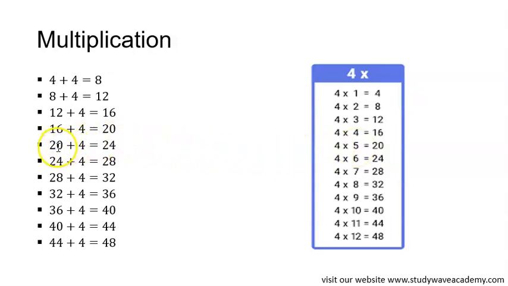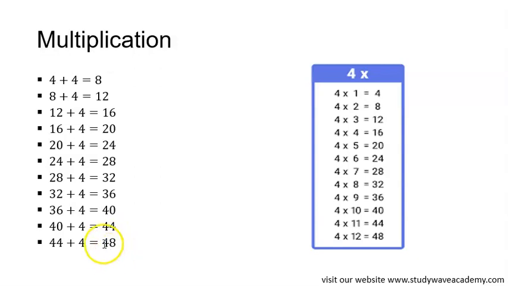You have 20. 20 plus 4 is 24. You have 24. If you add 4 to 24, you have 28. If you add 4 to 28, you have 32. If you add 4 to 32, you have 36. If you add 4 to 36, you have 40. If you add 4 to 40, you have 44. If you add 4 to 44, you have 48.